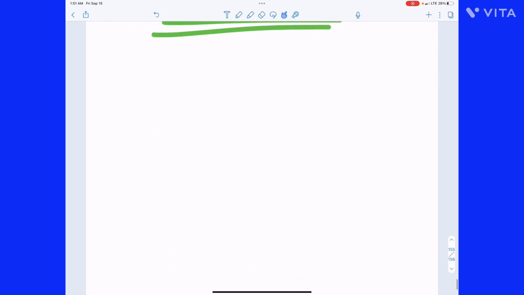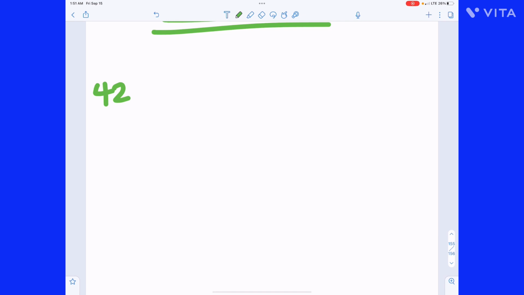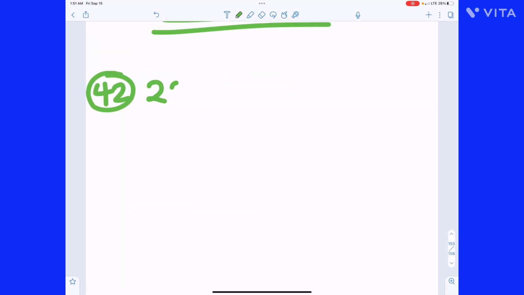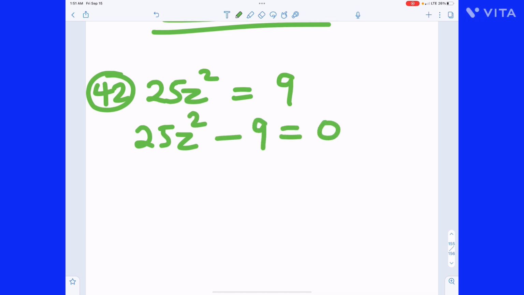That's the answer to number 41. Let's go to number 42. 25z squared is equal to 9. Let's just bring everything to the left hand side. 25z squared minus 9 is 0. Now, 25 is 5 squared, z squared is z squared, 9 is 3 squared, equals 0.